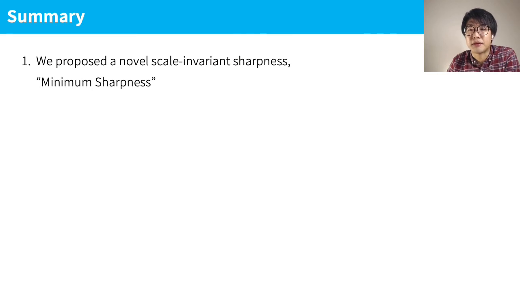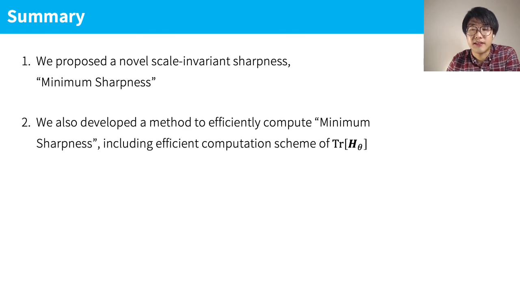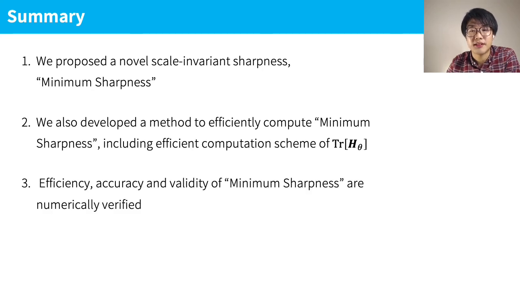In summary, we proposed minimum sharpness, a novel scale-invariant sharpness measure. We also developed a method to efficiently compute minimum sharpness, including an efficient computation scheme of the Hessian trace. Finally, we conducted numerical experiments to verify its efficiency, accuracy, and validity.